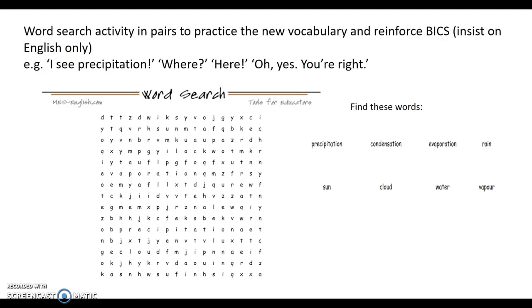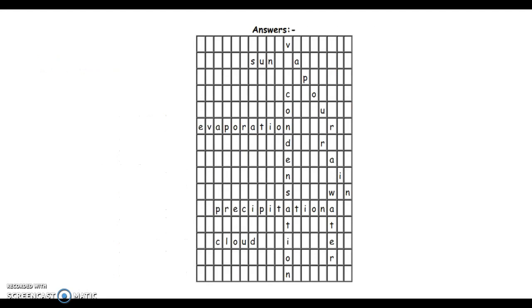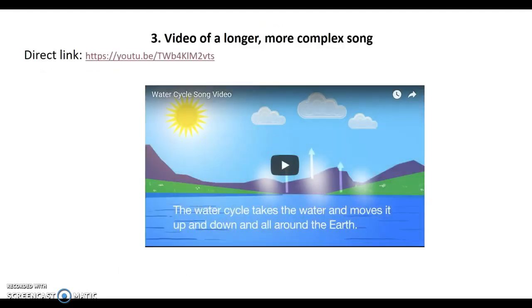So for example, "Oh, I see precipitation." "Where?" "Here." "Oh, yes, you're right." Something very, very simple, but they are using English to communicate. There are the answers. And then there's a video of a more complex song.